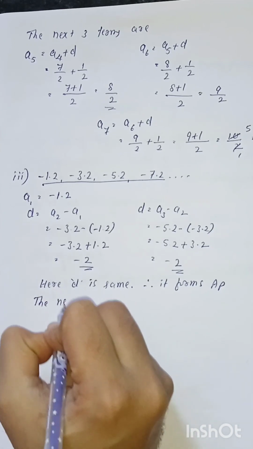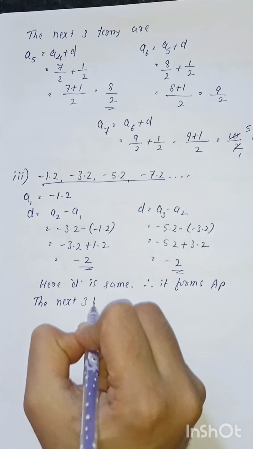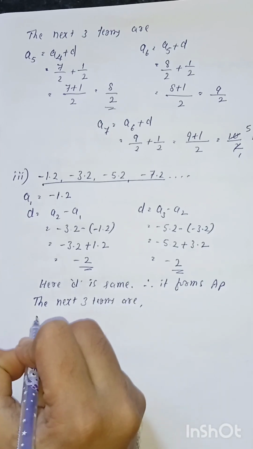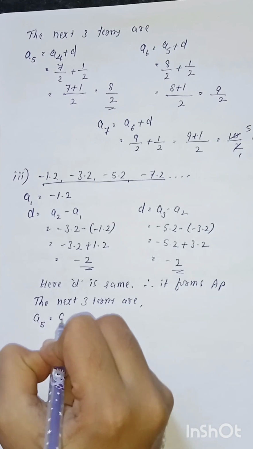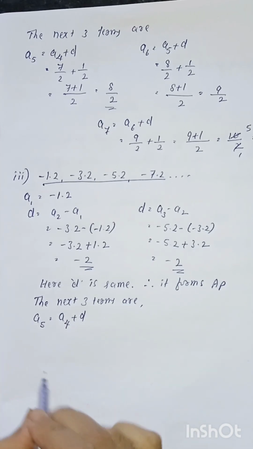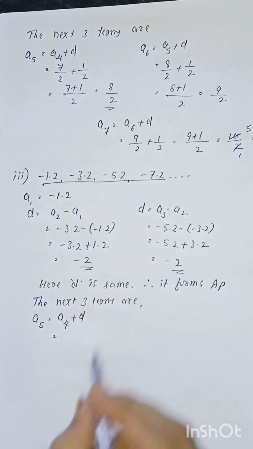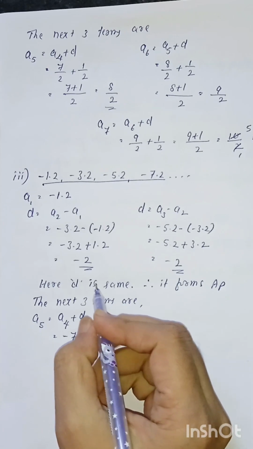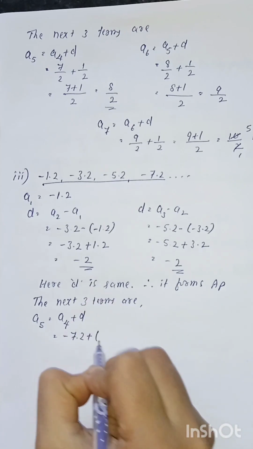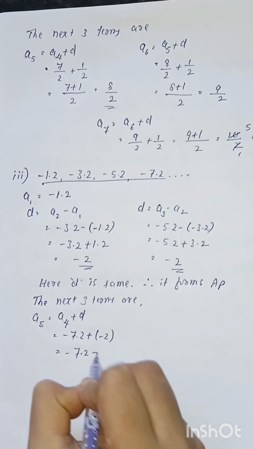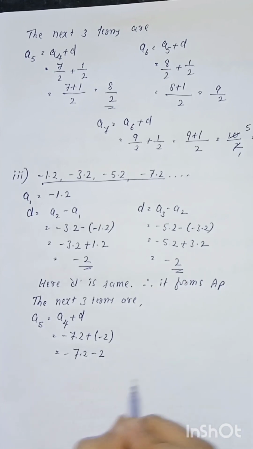The next three terms are A5 equals A4 plus D. That is, what is A4? Minus 7.2 plus D means minus 2. So minus 7.2 plus minus 2.